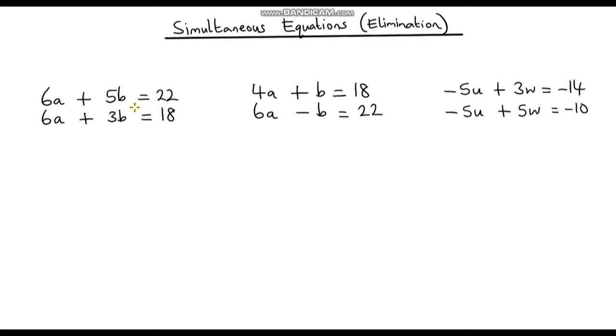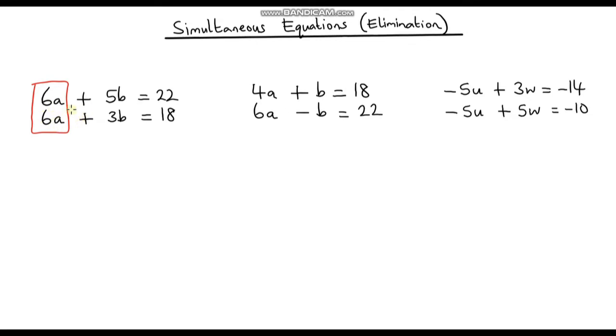And in this video, with these three examples, I'm going to show you that we're not necessarily always going to subtract one equation from the other. And it all depends on what signs you've got in your equations. So if we focus on the first pair of equations, notice we've got 6a and 6a. And remember, the whole goal is to eliminate one of the variables. So how can we eliminate the a's from these equations?